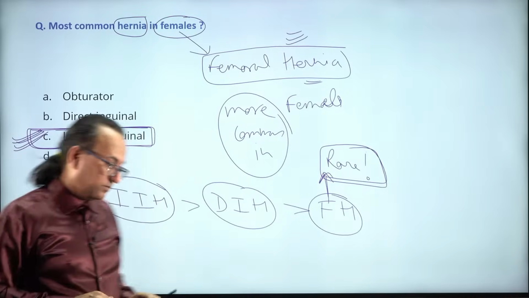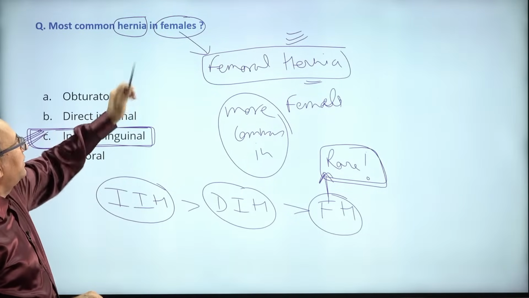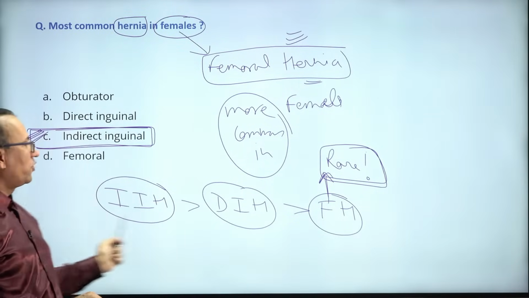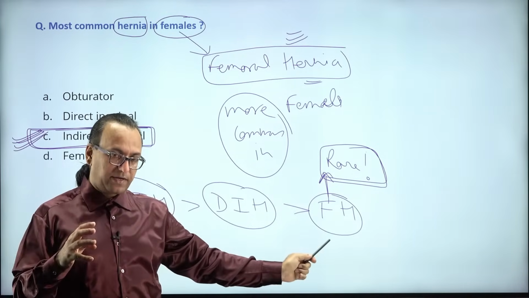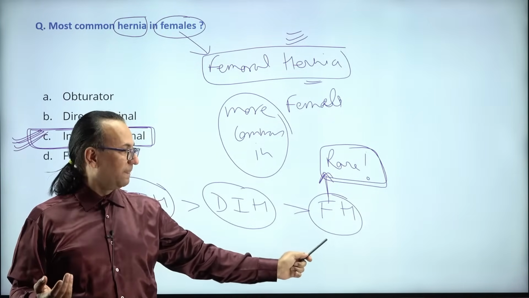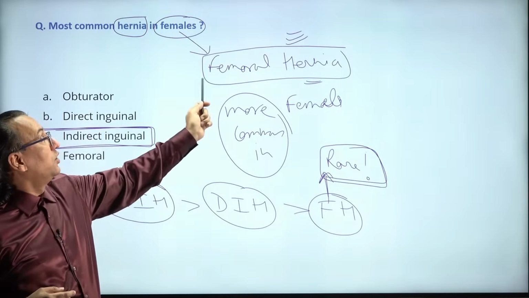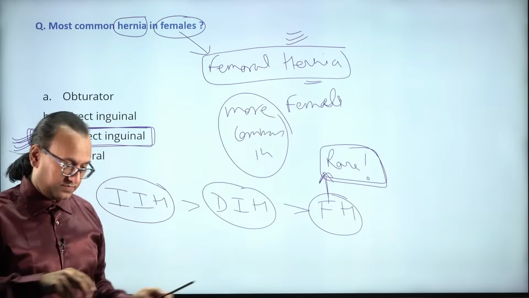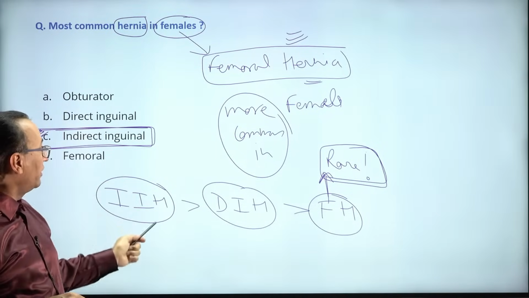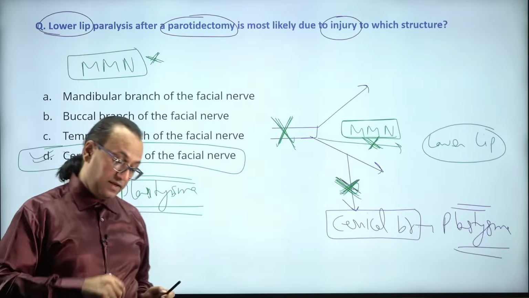And most common hernia in female, male doesn't matter. Indirect inguinal hernia is more common than direct inguinal hernia, and femoral hernia is very rare. If there is a femoral hernia, think more of a female. But don't say that females most commonly have femoral hernia. That is wrong. Most commonly they have indirect inguinal hernia. That is why the answer is C.